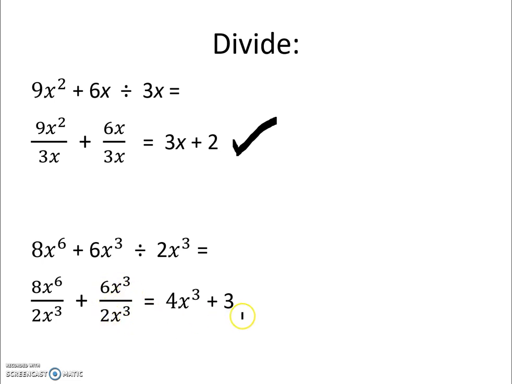Well, 6 divided by 2 is 3, and x cubed divided by x cubed is 1. So 3 times 1 is simply 3, which gives us our answer of 4x cubed plus 3.